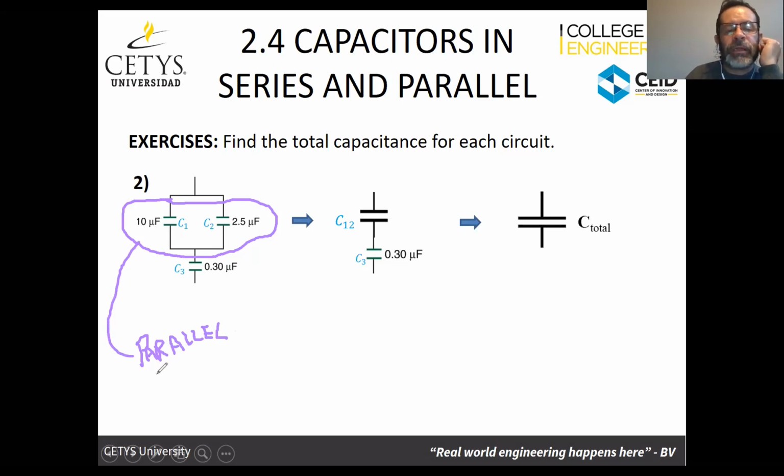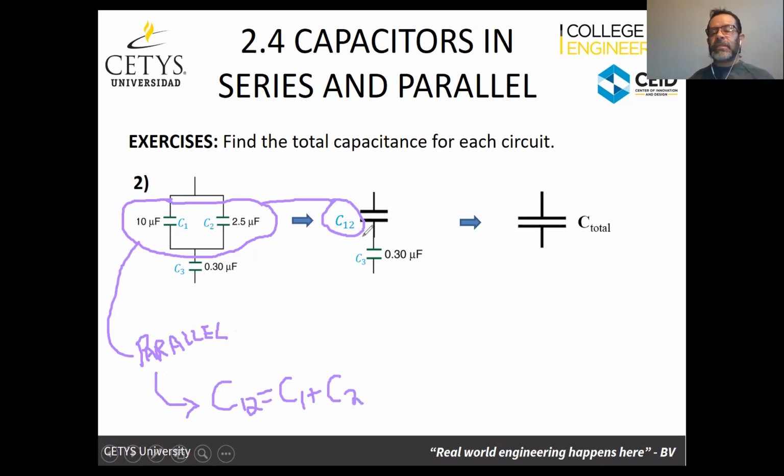And so for a parallel connection, we know that it's the sum of the capacitances. So this parallel connection, we're going to call it C12. And so C12 is going to be equal to C1 plus C2. And that's going to give us this capacitance here. So we reduce the circuit by one capacitor. And we're starting to compact the circuit, okay?